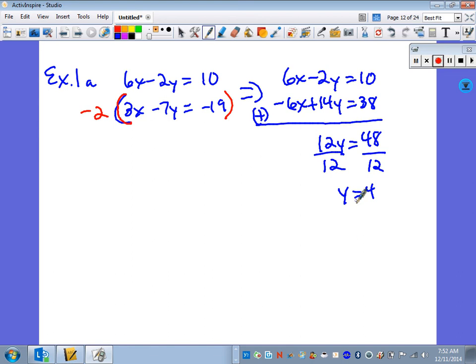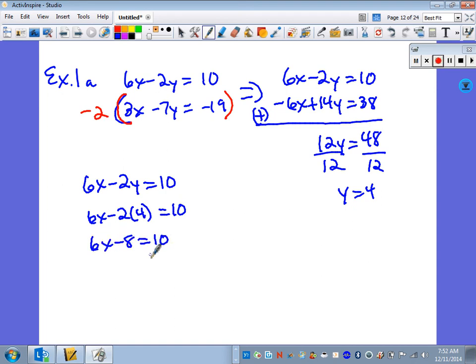Now that I know what y is, I'm going to substitute it back into one of the two original equations to get x. I'm picking the first one just because I think the numbers are smaller and it looks easier. So I'm going to do 6x minus 2y equals 10. I'm going to have 6x minus 2 times 4 equals 10. The 4 here comes from right there. So then I have 6x minus 8 equals 10.